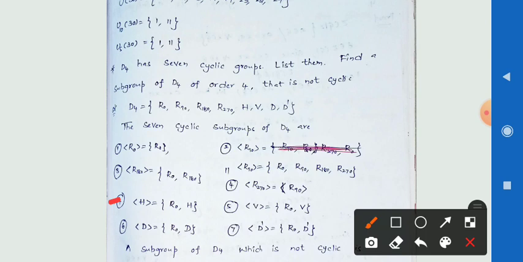And the fifth one, the generator vertical reflection, generates the set rotation 0 and V. And another one, the sixth, the generator diagonal reflection is equal to the set rotation 0 and D. Another one, D', the generator D' is equal to rotation 0 and D'. These are the seven cyclic groups.